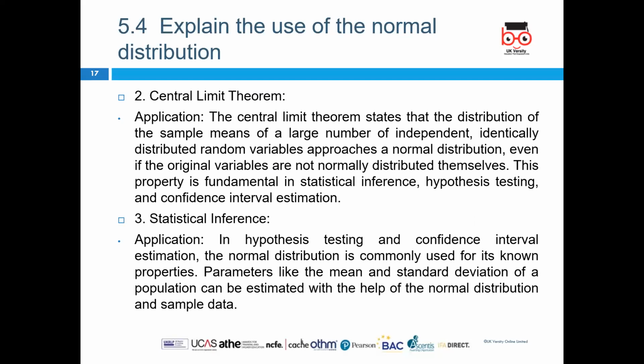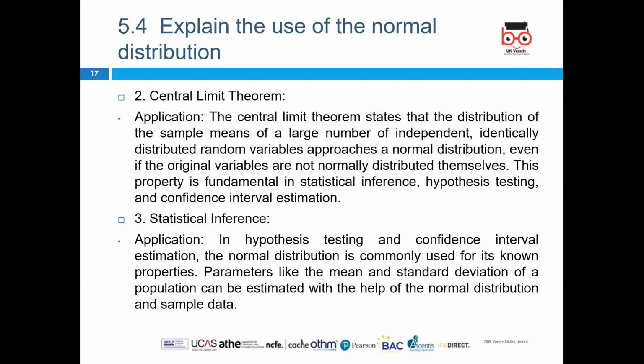Then you have the central limit theorem. The central limit theorem states that the distribution of the sample means of a large number of independent, identically distributed random samples approaches a normal distribution, even if the original variables are not normally distributed. This property is fundamental in statistical inference, hypothesis testing, and confidence interval estimation. What it means is that even though the independent variables in a distribution may not follow normal distributions, the entire distribution of a sample will follow a normal distribution.